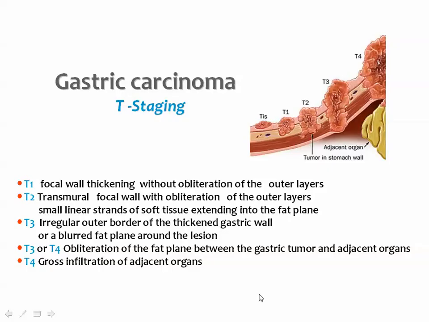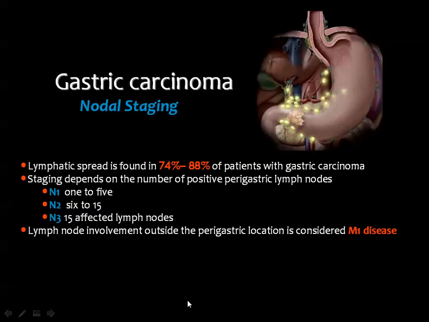For the staging of gastric cancer in early stages, endoscopic ultrasound will be of value. T1 is focal thickening without obliteration of the outer layers, and T2 is a transmural focal lesion with obliteration of the outer layers. In T3, you get an irregular border with thickening of the gastric wall, and you may notice also affection of the perigastric fat. And in T4, you can easily appreciate the extra-gastric infiltration of the tumor into the adjacent organs.